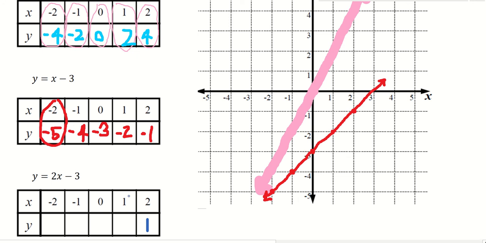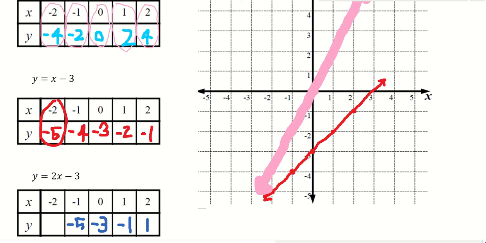Times 2, take away 3. 1 times 2 is 2. Take away 3 is minus 1. Times 2, take away 3. 0 times 2 is 0. Take away 3 is minus 3. Times 2, take away 3. Minus 1 times 2 is minus 2. Take away 3 is minus 5.